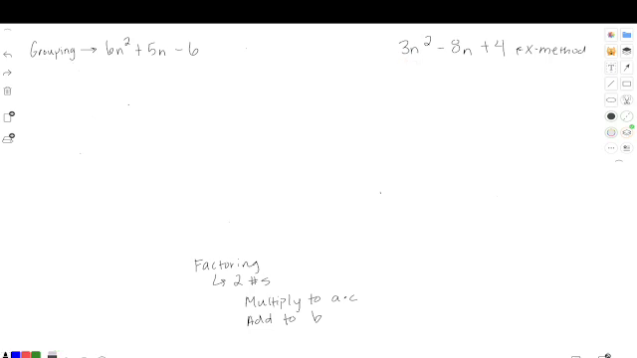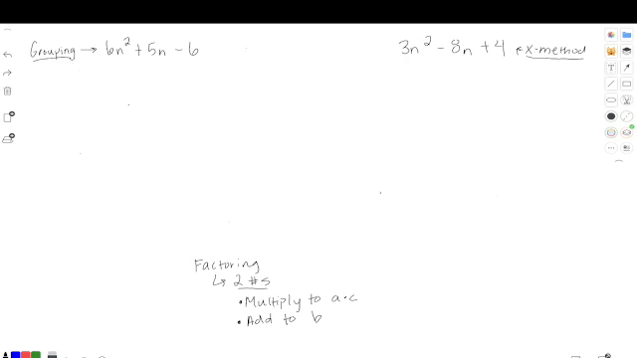I'm going to show you two different methods. One of them is factoring by grouping. The other one is factoring using the X method. So when we factor, our first step is to find two numbers that multiply to a times c, but they also have to add to b. So b is like this middle number here.